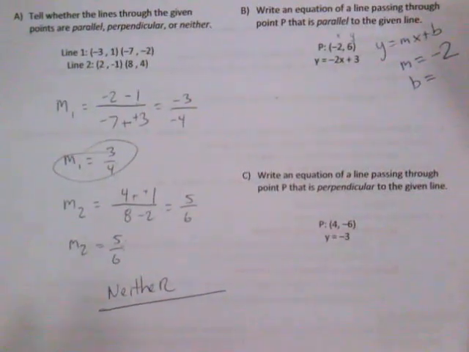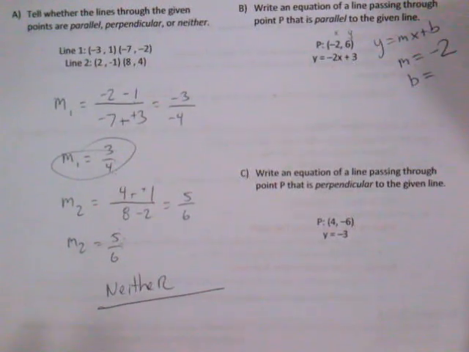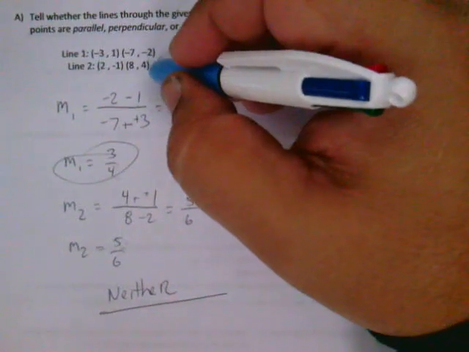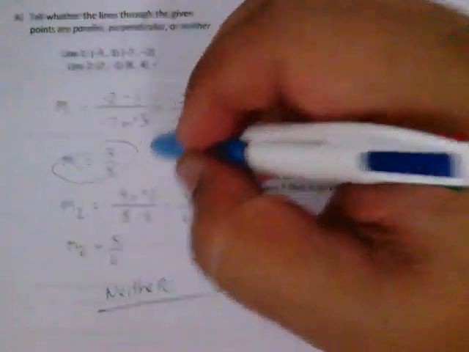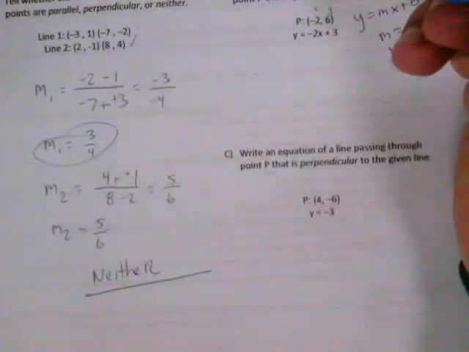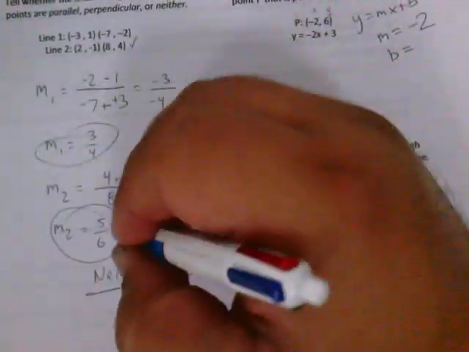I can't tell anything about parallel or perpendicular from one slope. I need to compare two slopes. So for the second line, I do the same thing. 4 minus a -1, which I immediately recognize as plus. 8 minus 2, that's 5/6.